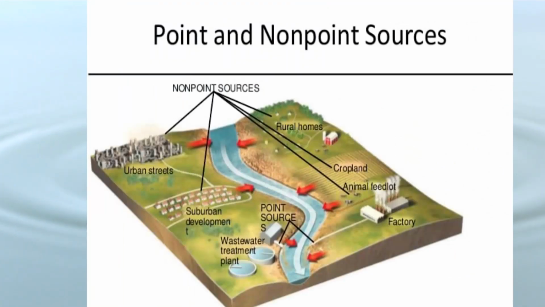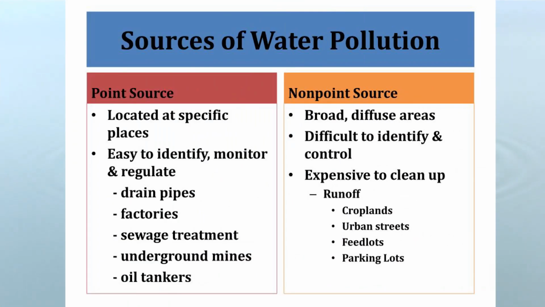Now we come to the point sources. The point sources mainly involve a pipe, a nala, or a specific place. Now, what are the sources of these point sources and non-point sources? First we will go for point sources. The point sources are located at a specific place, and they are very easy to identify, monitor and regulate.